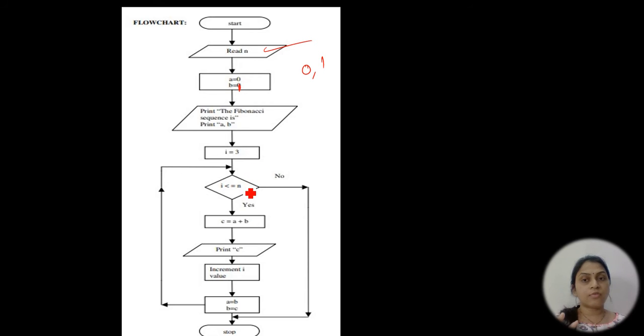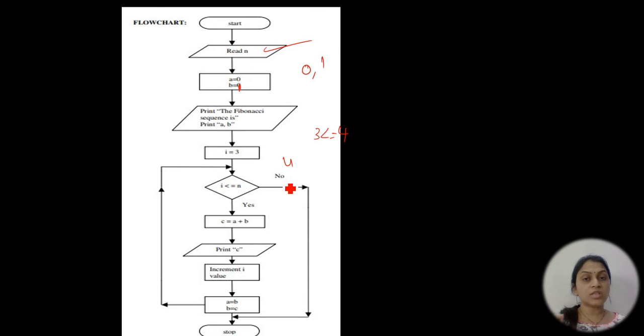Then I need to check if I is equal to 3, 3 is less than or equal to n. Suppose I enter n as 4, so 3 is less than or equal to 4, right? Whenever this condition is true, it has to enter into the loop and print the A plus B value and store it in the C value, increment the I value and swap the numbers. B should be copied to A and C should be copied to B. Again the for loop will go until the condition is satisfied.